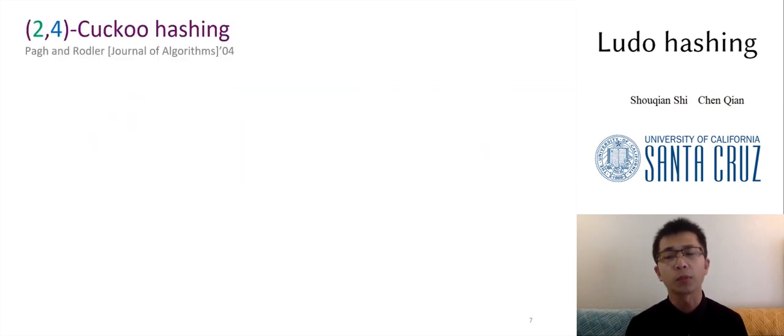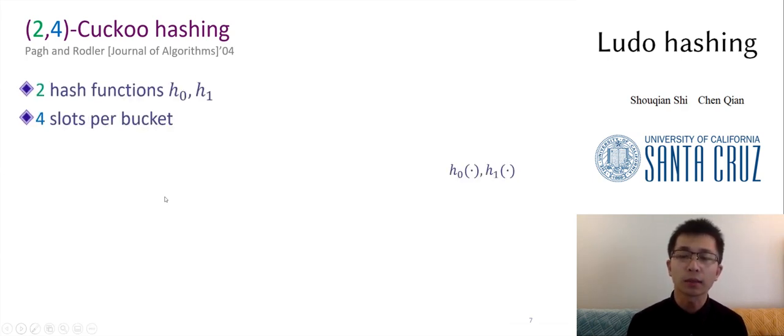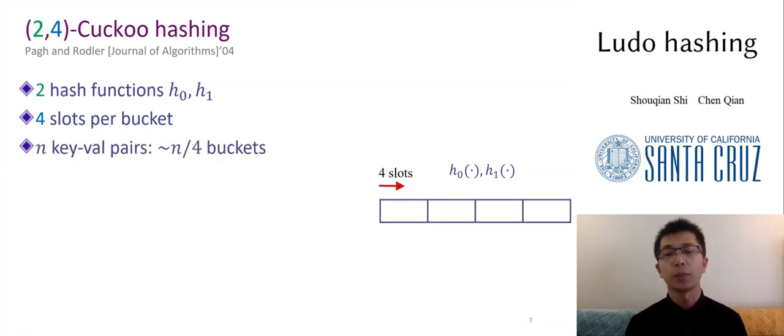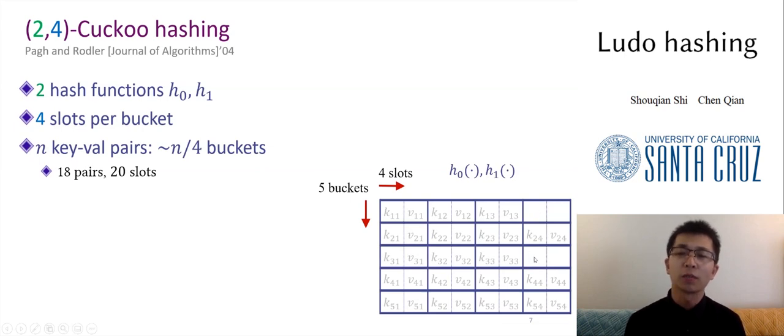Cuckoo hashing partially solves the collision problem by limiting the number of colliding keys. A popular version of cuckoo hashing is 2-4 cuckoo, which is associated with the two hash functions h0 and h1. The table space is organized as buckets and slots, where there are 4 slots per bucket, and the proper number of buckets to hold the key-value pairs. As an example here, 18 key-value pairs are placed into 5 buckets and 20 slots in total, with 2 empty slots.